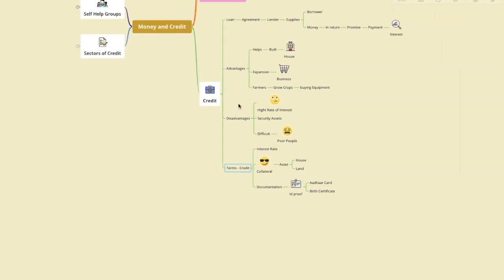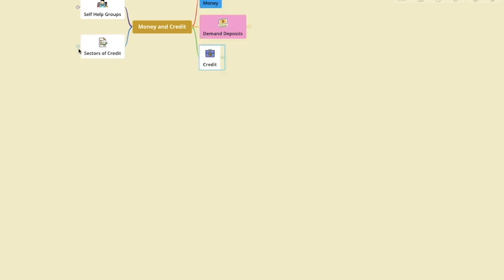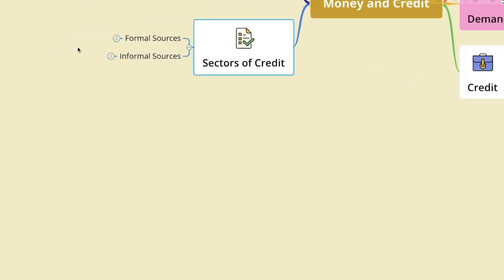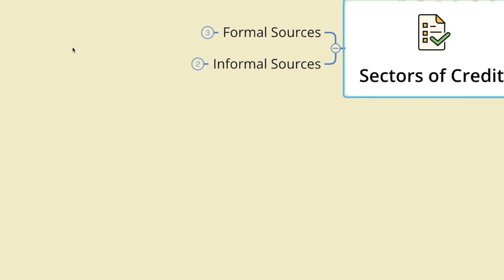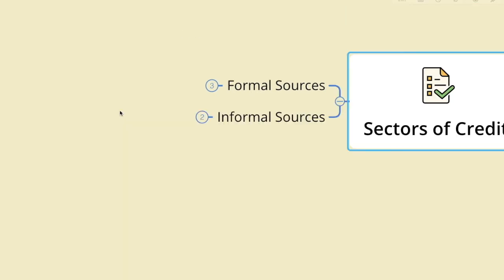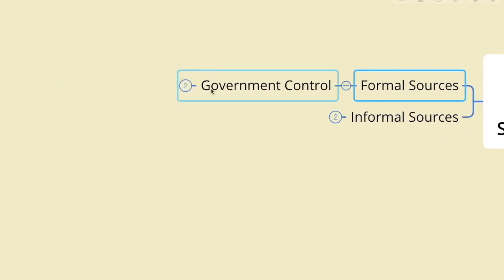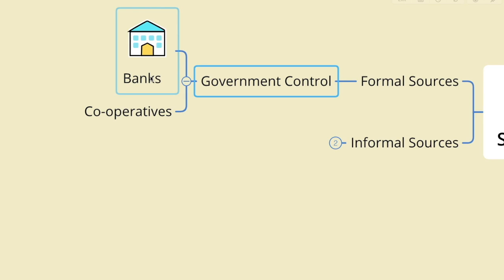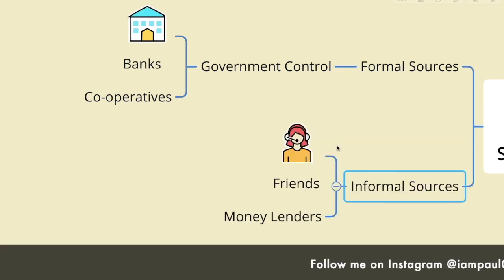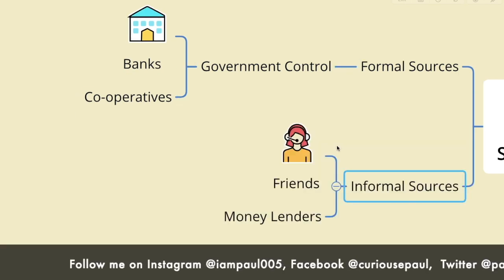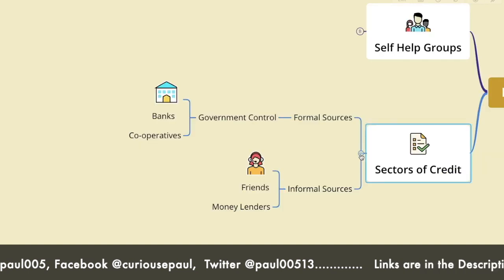Let's move ahead. Let's talk about sectors of credit. There are basically two types of sectors of credit: formal sources and informal sources. So what comes under formal sources? Formal sources are anything that is controlled by the government, such as banks and cooperatives. Informal sources are between friends and money lenders.